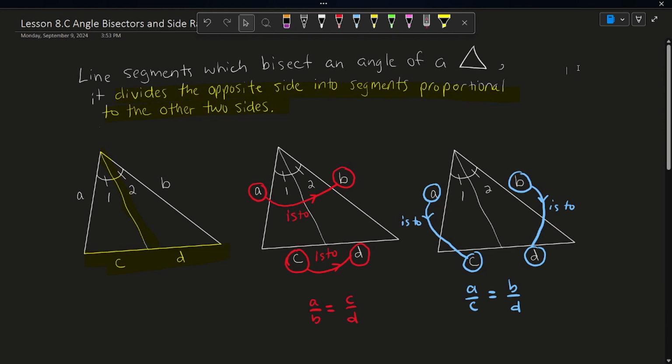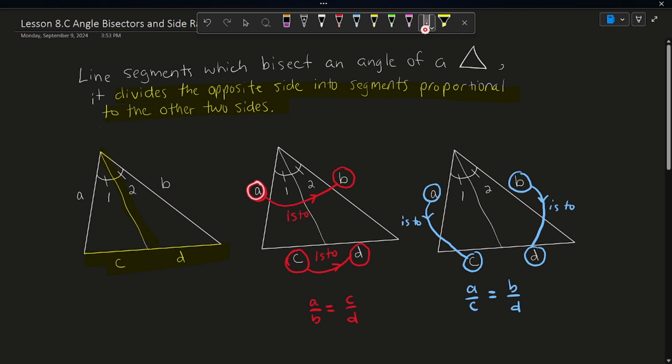Last but not least, told you this is going to be fast. Lesson 8C, we're going to do angle bisectors and side ratios. This one's probably easier than the last one. Basically, a line segment which bisects an angle of a triangle divides the opposite side into segments proportional to the other two sides. So if you have an angle bisector, let me get out my handy dandy laser pointer. Angle bisector here, it's going to cut these into proportional segments with these guys.